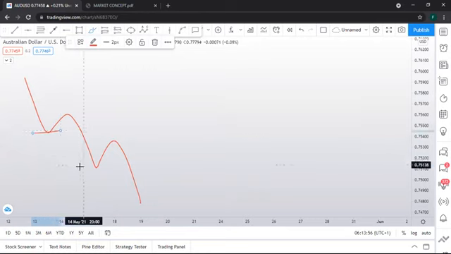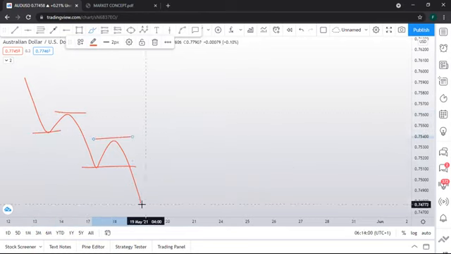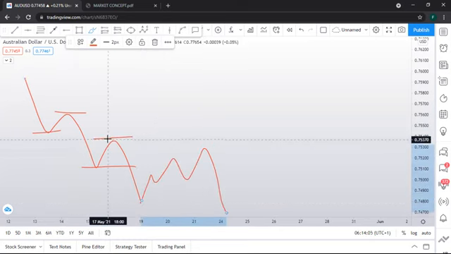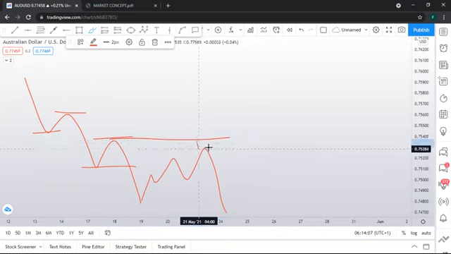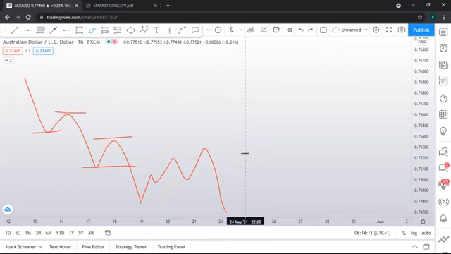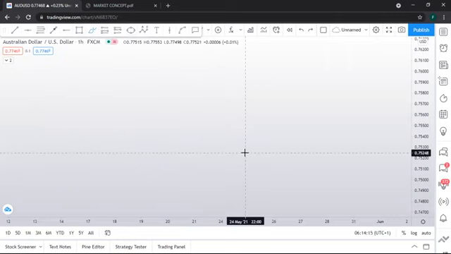Simply, these lows broken, these highs kept. If the market does something like this and comes down, great, this high has been kept and this is a lower high, not a new swing high. Not a new swing high. So we're still bearish.